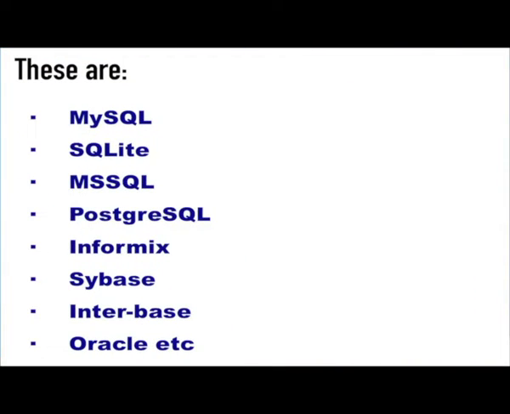For database programming, the Python DB API is a widely used module or standard that provides a database application programming interface. The Python database API supplies a database neutral programming interface for different databases. These are MySQL, SQLite, MS SQL, PostgreSQL, Informix, Sybase, Interbase, Oracle, etc.